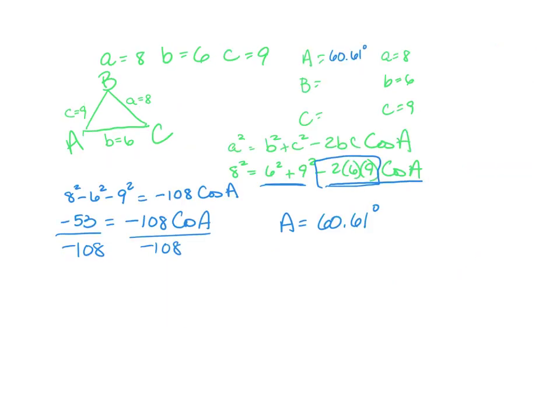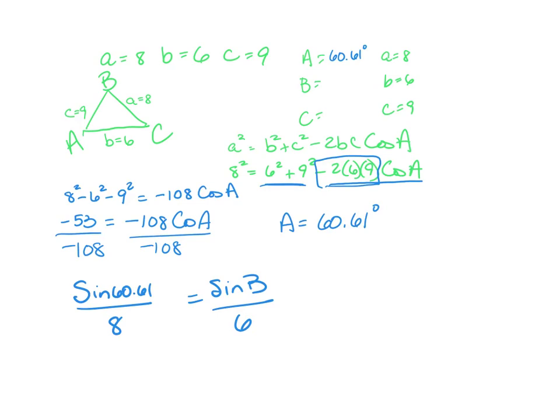Now, we know big A, and we also know little a. So now I can switch over to the law of sine. Sine of 60.61 over 8 equals sine of big B over 6. Everybody see what I'm doing?